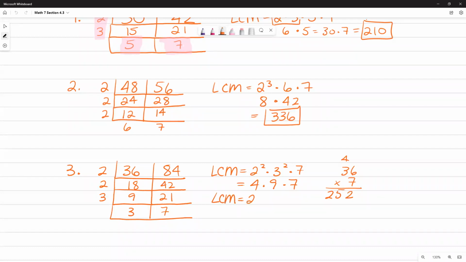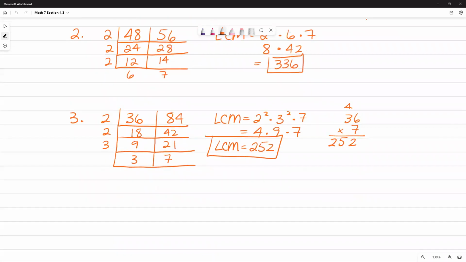So LCM is 252. All right, let's do number 4. Connor mows the grass every 8 days. Okay, I'm gonna write this down.